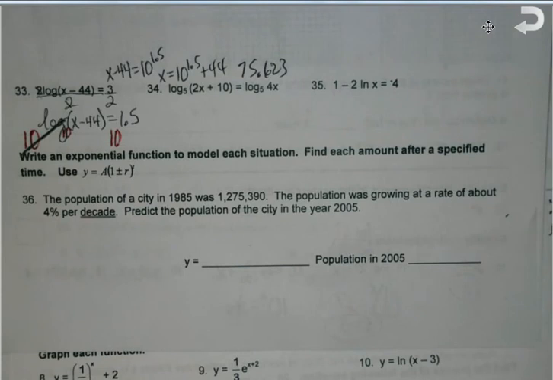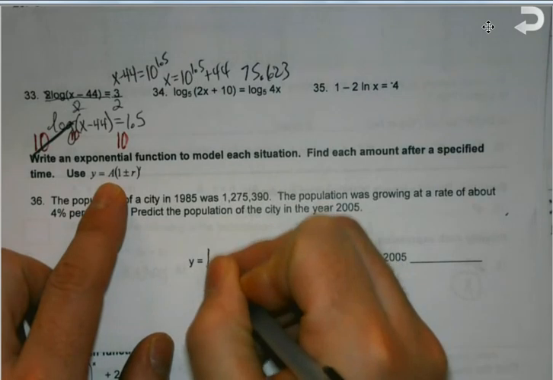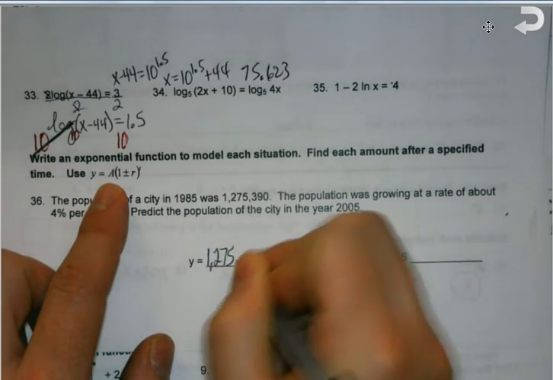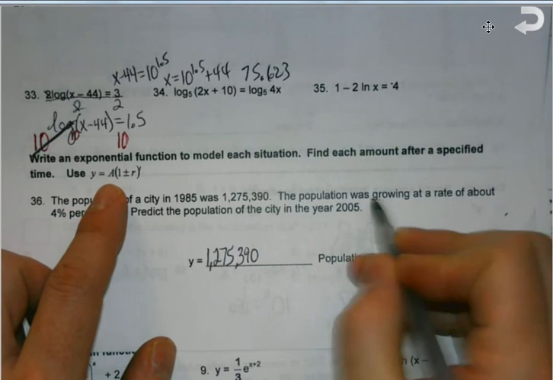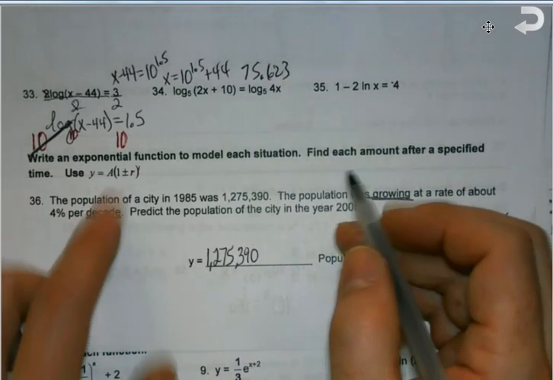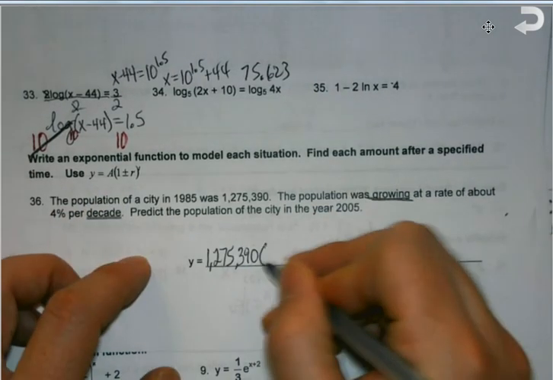So on 36, the population of a city in 1985 was 1,275,390. The population was growing at a rate of about 4% per decade. So per year, it's like 0.00. So predict the population of the city in 2005. Okay, here's my formula. So I've got my original amount. Since it's growing, I'm going to use the plus part. It doesn't mean I use plus and minus.